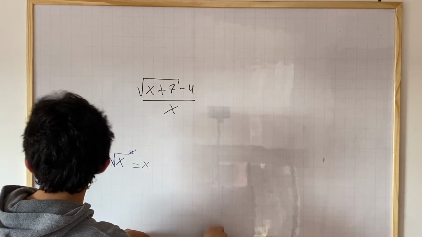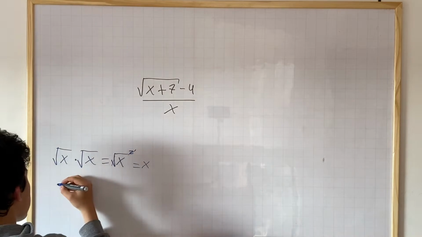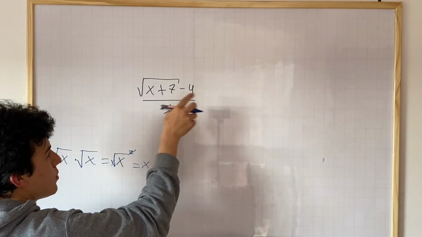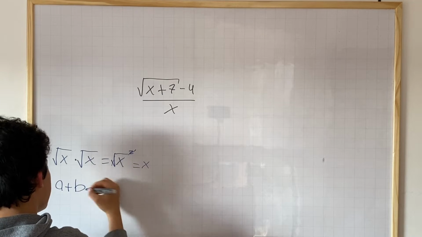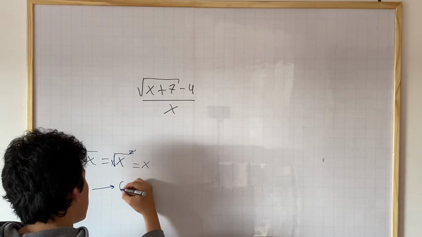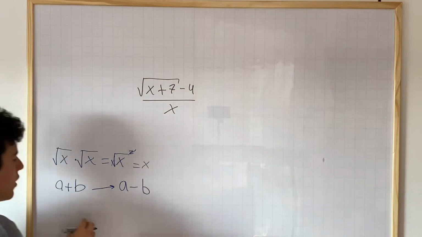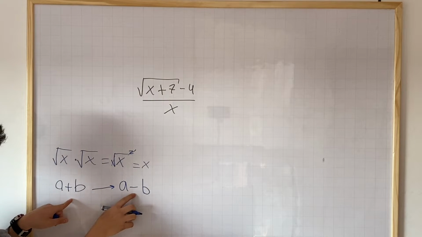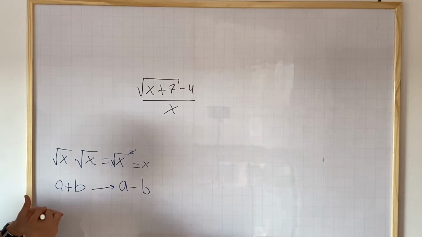And our second rule is the following. The conjugate of an expression, which is what we are going to multiply by. Let's say we have a plus b, the conjugate of this expression is equal to a minus b. So we're simply going to switch the signs. This is the conjugate for this expression, or the other way around too.